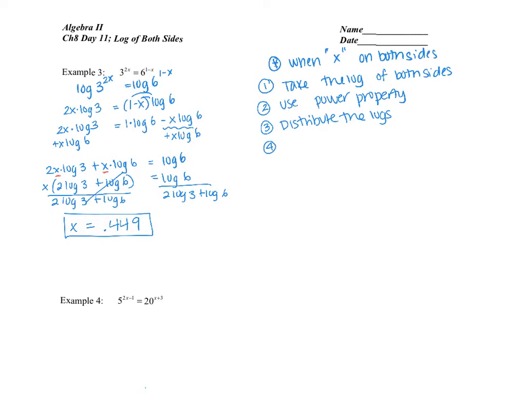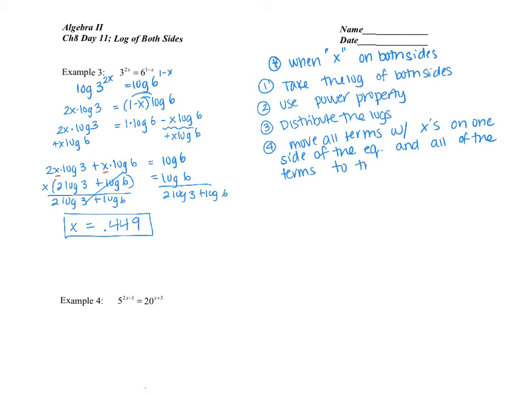Okay, the next thing you want to do is move all terms with x's on one side of the equation and all of the other terms to the other side. Okay? Then we factored out the x and then isolate and solve for x. Okay, so here are the steps in words with what we've done for example 3, if it helps you to have it written down.